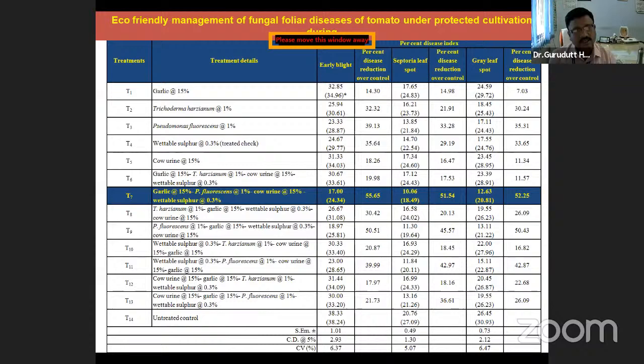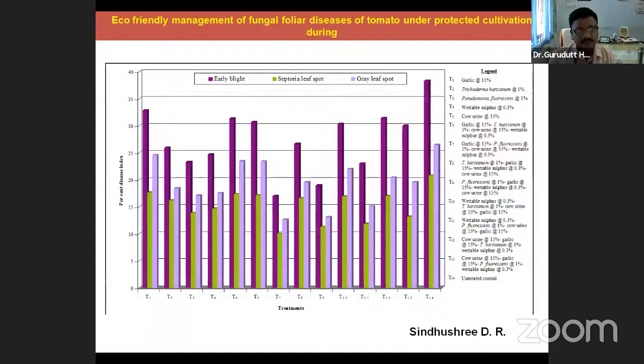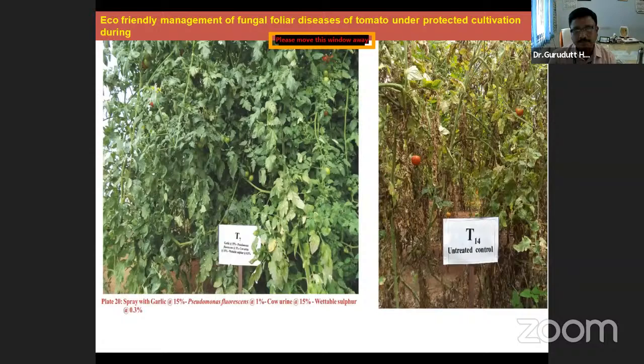There are so many things being used and popularized nowadays. Along with ITK, indigenous technology knowledge can also be promoted as a component of integrated disease management. This is just a graphical representation showing T7, that is garlic, Pseudomonas, cow urine, and vegetable sulfur. This combination has given significantly lesser disease. You can see the superior treatment as well as the very inferior, that is the untreated control.